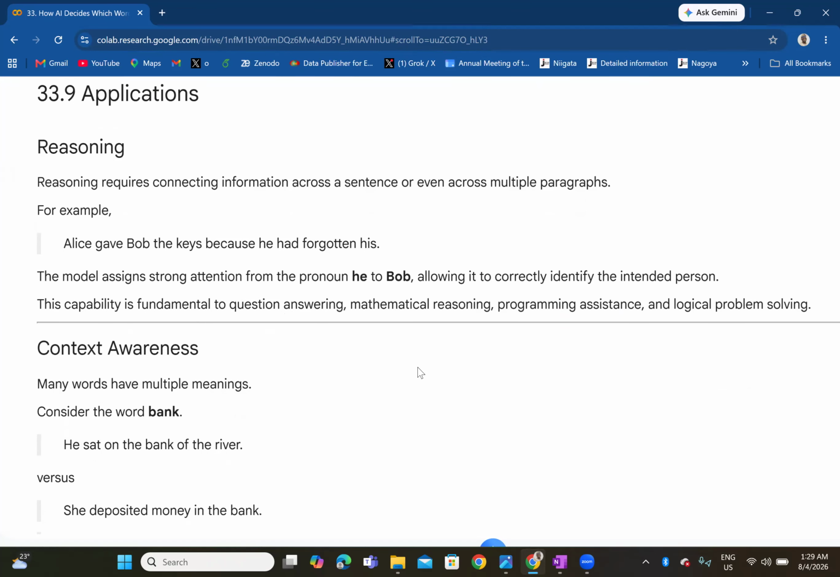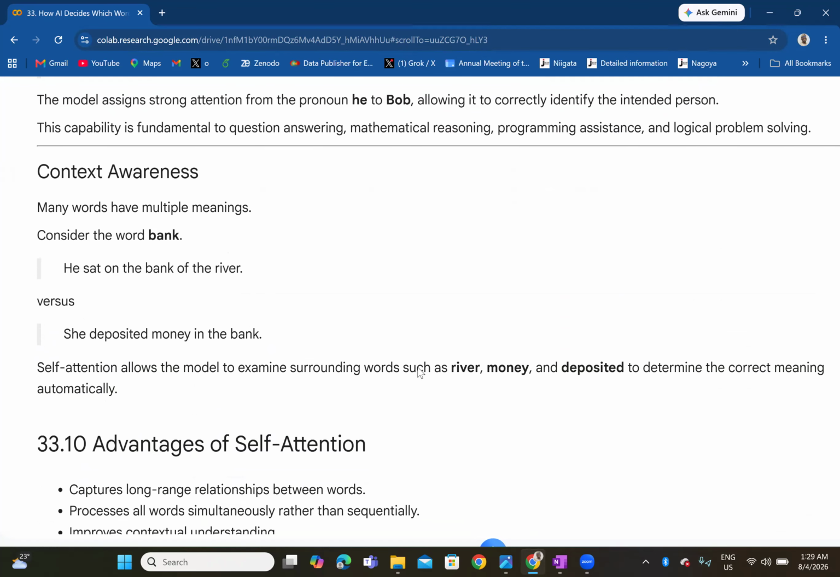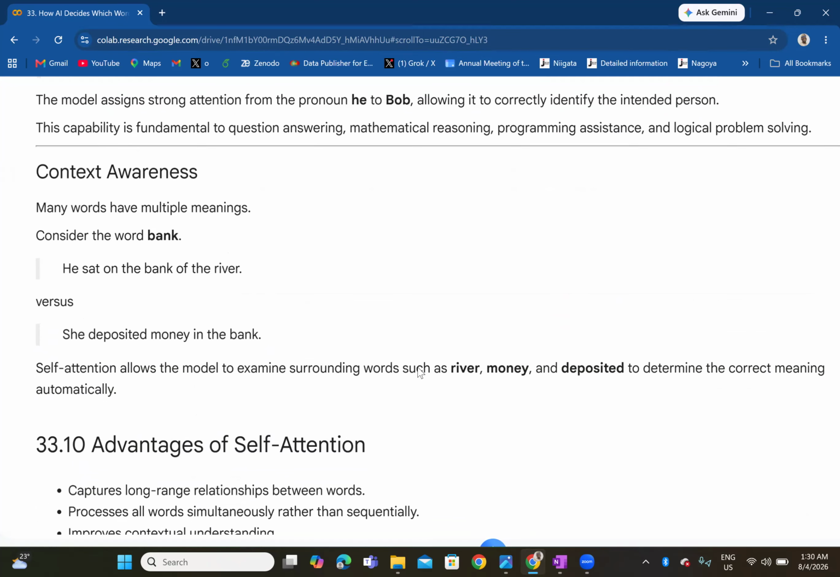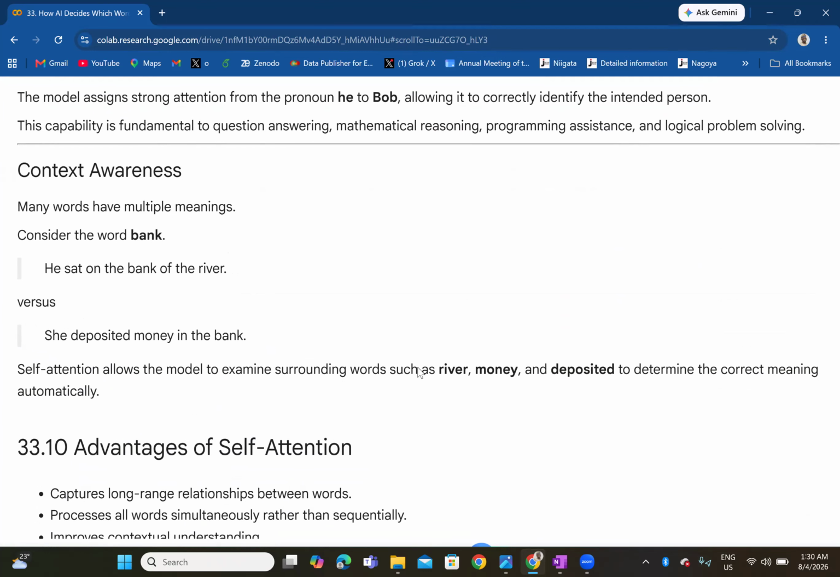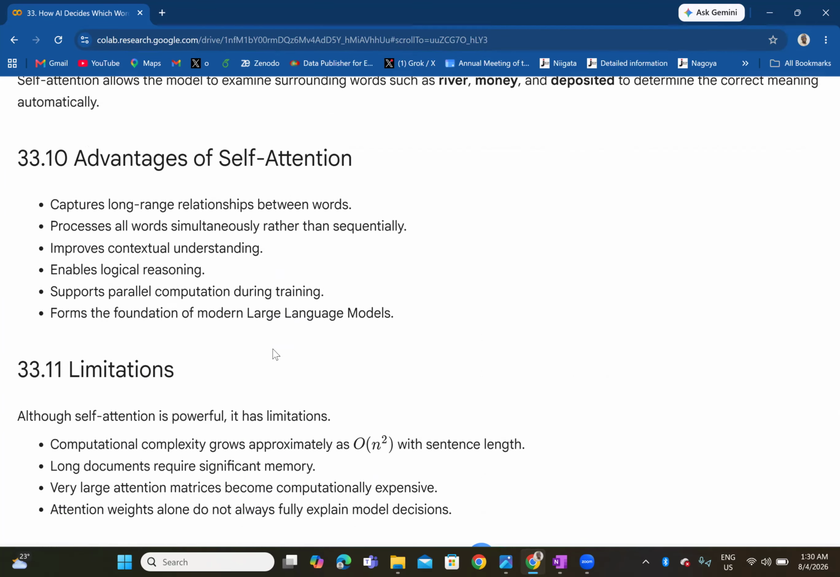And then apart from reasoning, context awareness is another thing, which is clearly connected to reasoning. Many words have multiple meanings. Consider the word bank, an example I've always used. He sat on the bank of the river versus she deposited money in the bank. Self-attention allows the model to examine surrounding words such as river, money, and deposited to determine the correct meaning automatically. Because bank can be a river bank, and bank can also be where you do financial transactions.